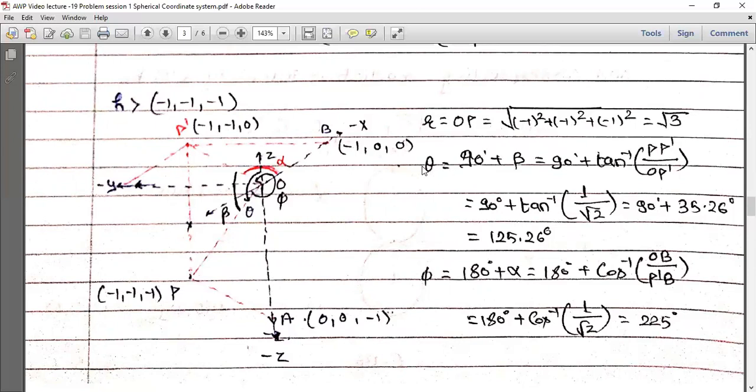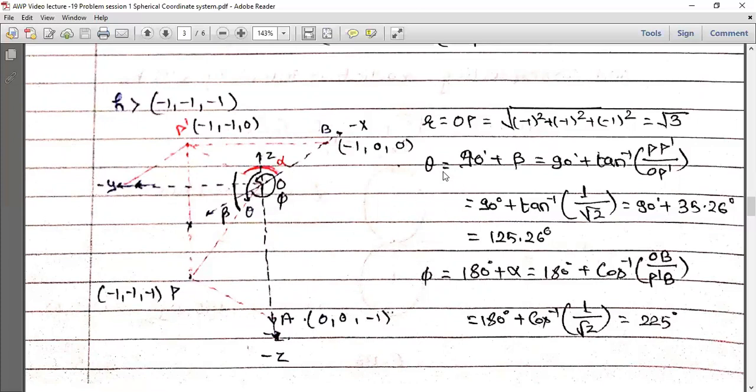For finding theta, the second coordinate, it is the angle between OP and the Z axis. You can very well think that this angle will be greater than 90 degrees, because it includes the negative Z axis. So the angle is definitely greater than 90 degrees. How much greater is it?